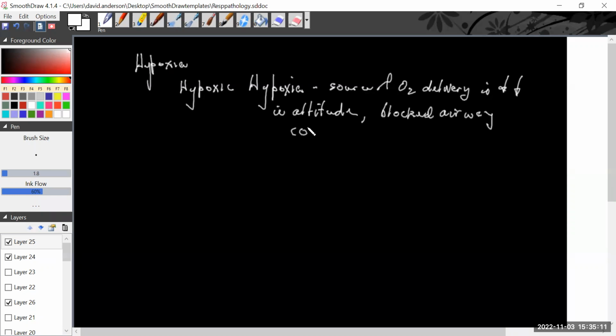carbon monoxide. So carbon monoxide is an example too, because the carbon monoxide competes with oxygen and interferes with the delivery to the circulatory system.